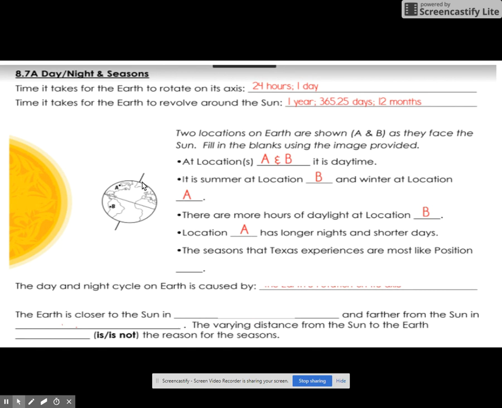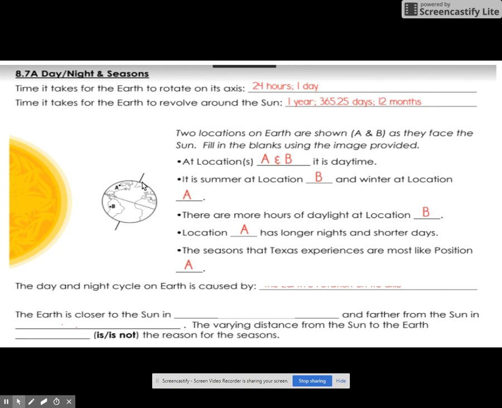So because we're in Texas, we want to make sure that we understand our weather as well as other people's weather. So this is asking about Texas. And we know that we're in the northern hemisphere. So it's asking, the season that Texas experiences is most like position what? And we know we are at position A. So our experience is position A because we're in the northern hemisphere.